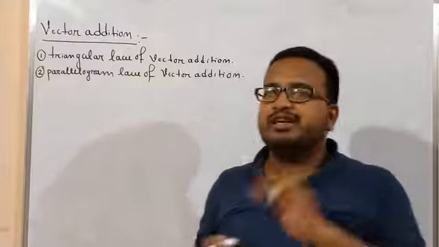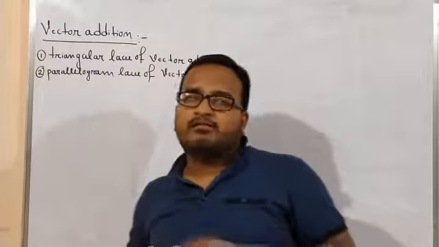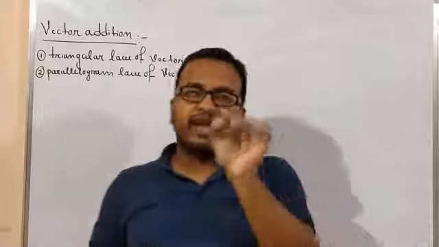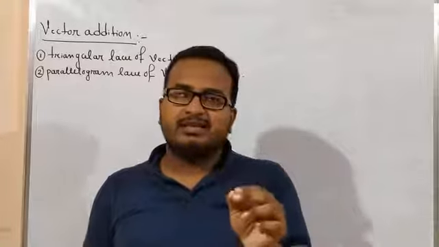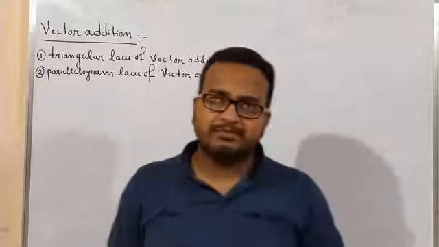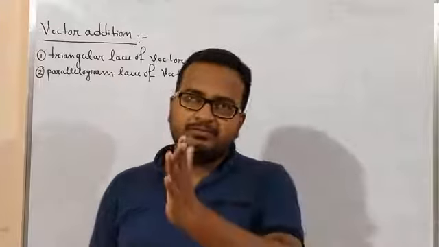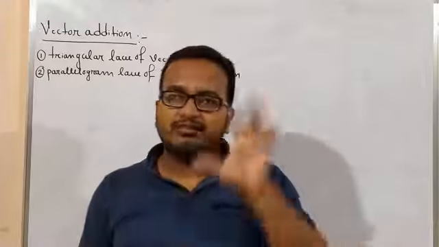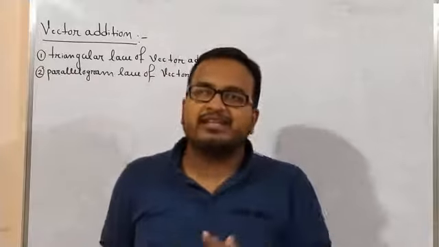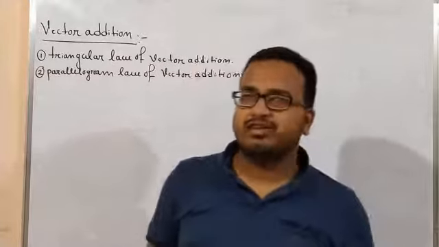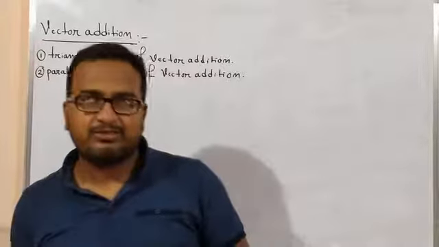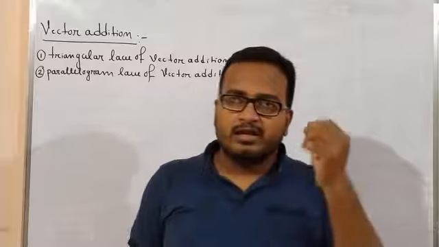What do you mean by the triangle law of vector addition? The triangle law of vector addition says if two vectors represent the adjacent sides of a triangle in the same order, then the sum of these two vectors is represented by the third side of the triangle in the reverse order. May I repeat? You can note it down also.